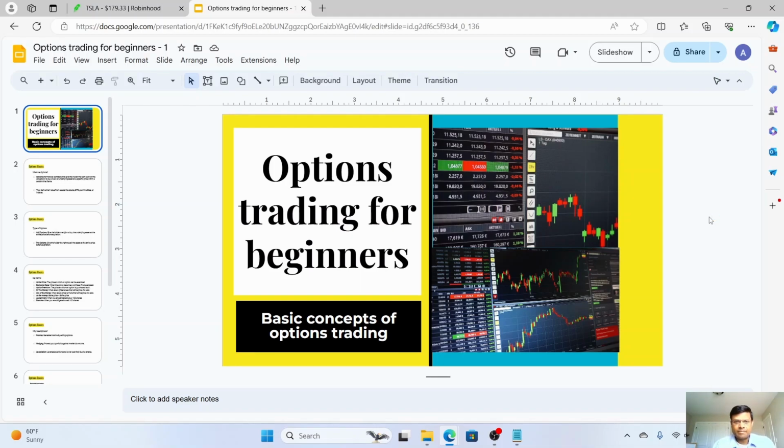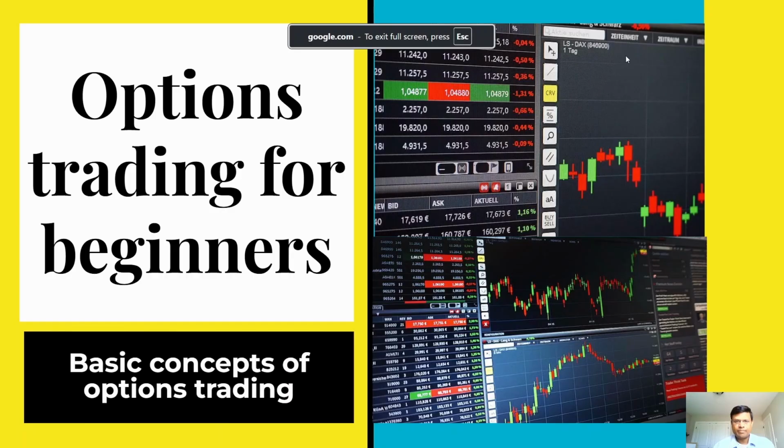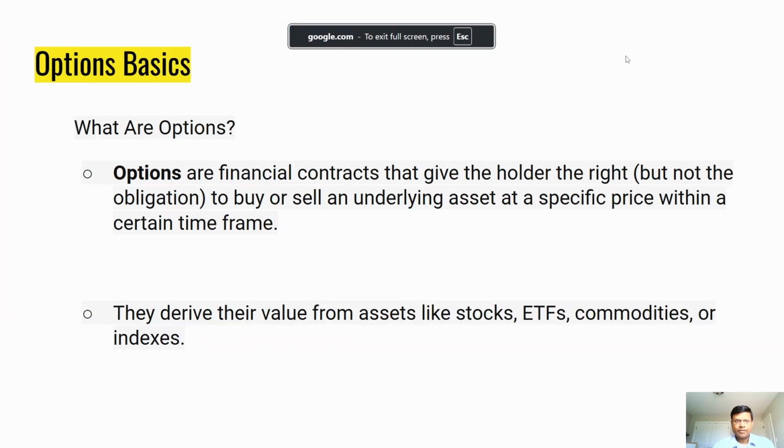We will start with some of the basic concepts of options trading. So let's just jump in. First of all, let's start with what is an option. Options are essentially financial contracts that give the holder the right but not the obligation to buy the underlying asset, which could be a stock, an ETF, a commodity, an index, anything. And since these are financial contracts, you do not hold anything at the end of it.